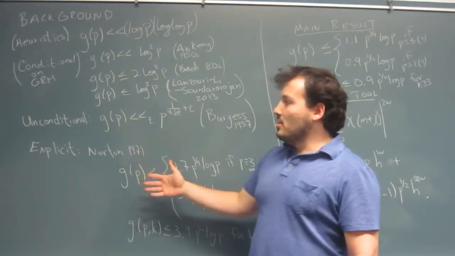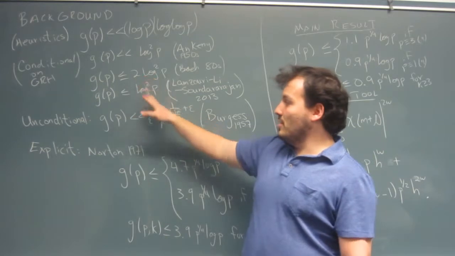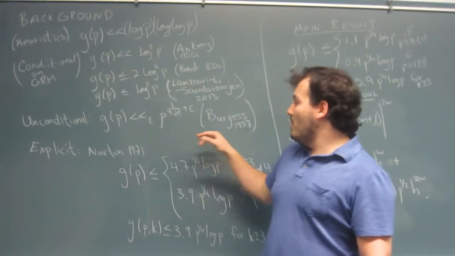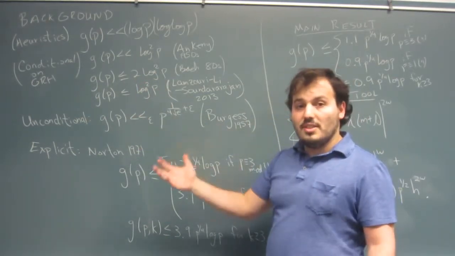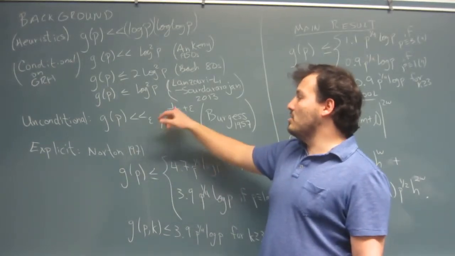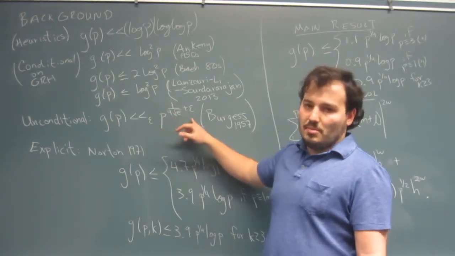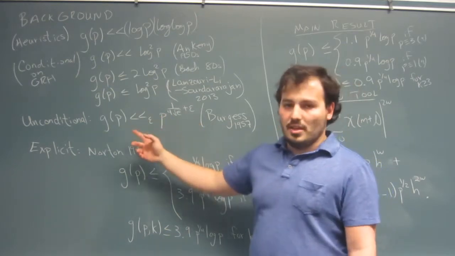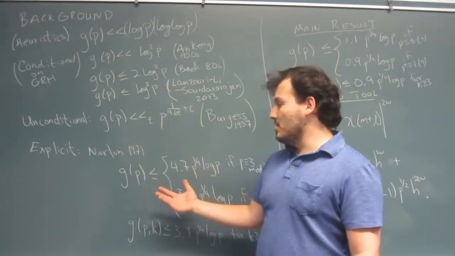Now the best unconditional results are nowhere near as good as this. And the best so far is a result from Burgess in 1957, where he proved that the least quadratic non-residue is at most p to the 1 over 4 root e plus epsilon. But this result is not explicit. So what's the best explicit result?